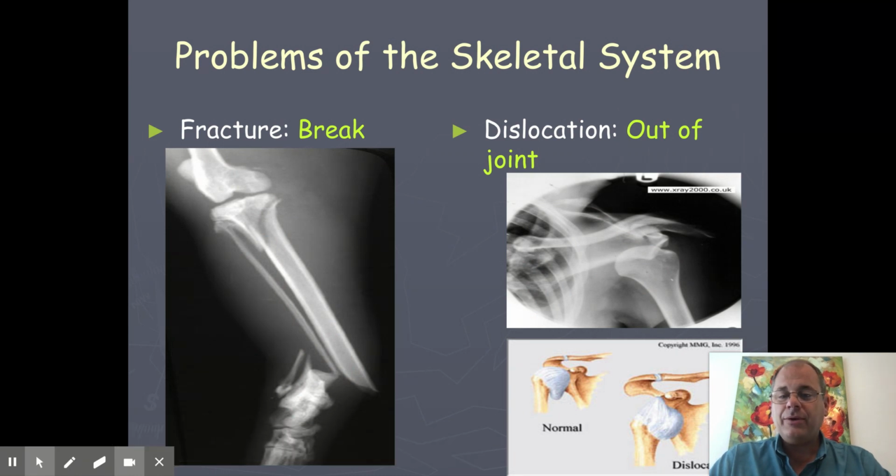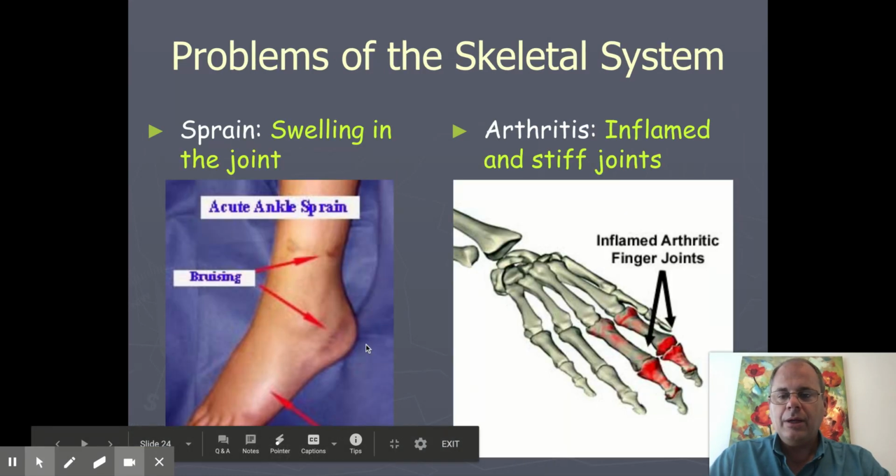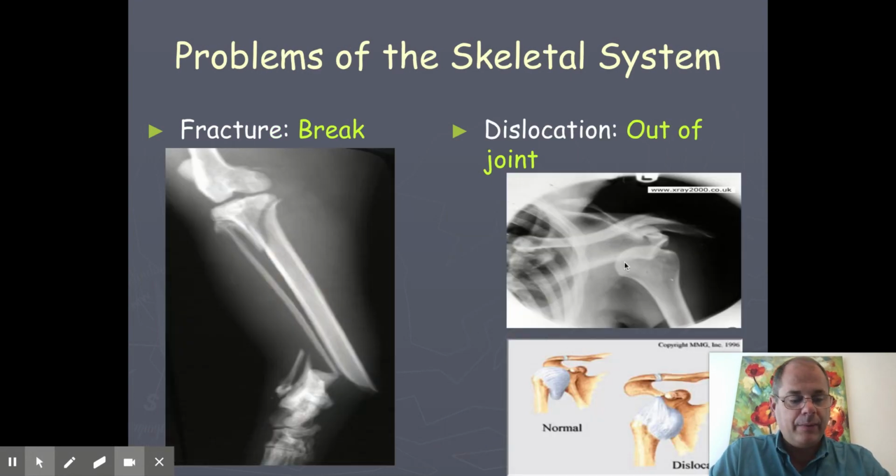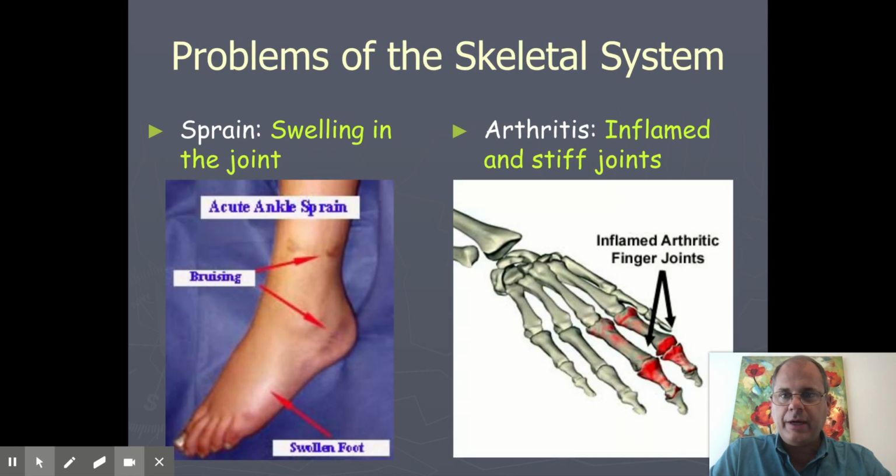If you break your bone, that's exactly what would happen. A fracture or a break is basically the same thing, which means you have broken your bone. Okay, it can happen anywhere. You just got to be careful.